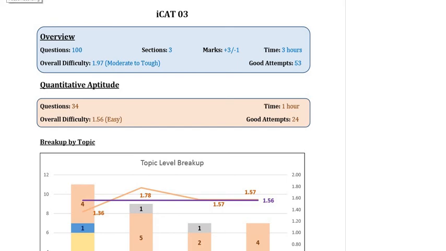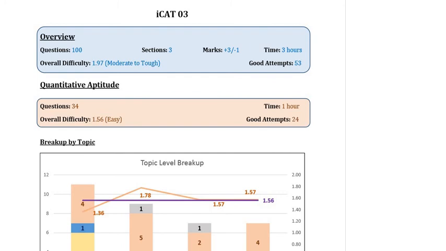Hello and welcome to the third and final part of our analysis of iCAT03. iCAT3 was the final proctored mock in this year's national level CAT test series for CAT 80. With iCAT3, we now enter the last three mocks of this season.